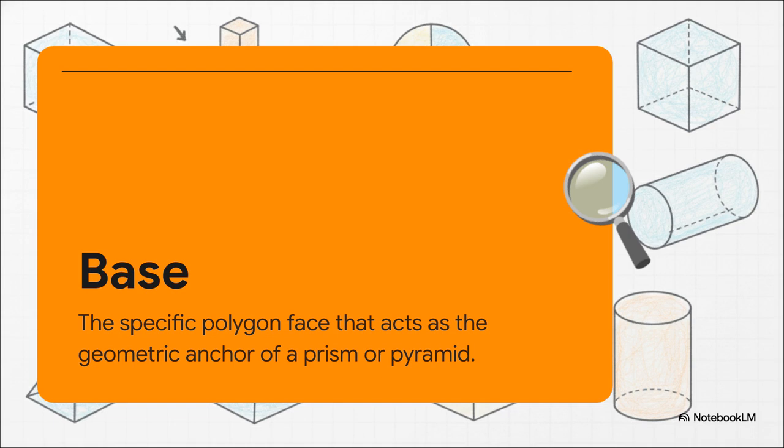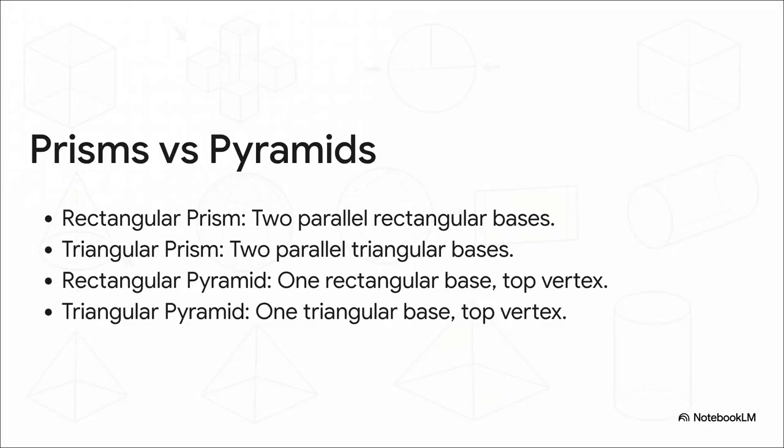And here's a quick tip. In math, the base isn't always just the side the object happens to be sitting on. It's a very specific defining face of the polygon. Whether you're dealing with a prism that stretches between two identical bases or a pyramid that tapers up to a single point, that base polygon is what runs the show.